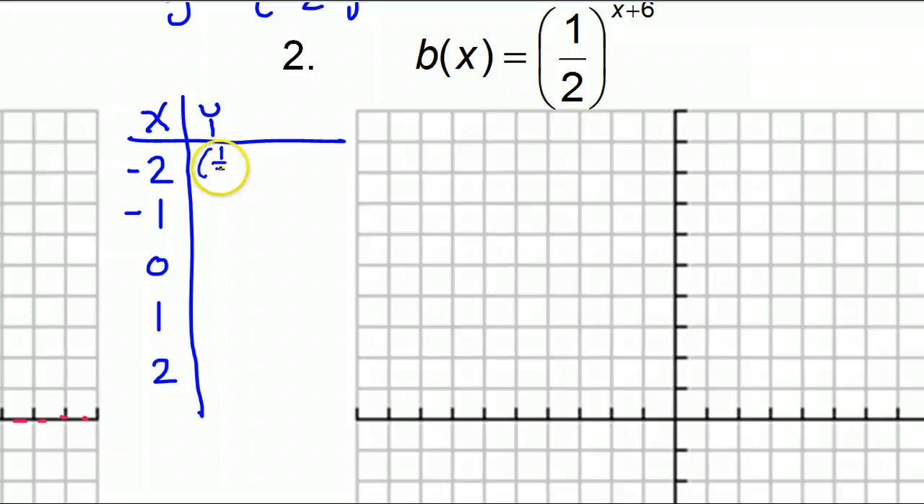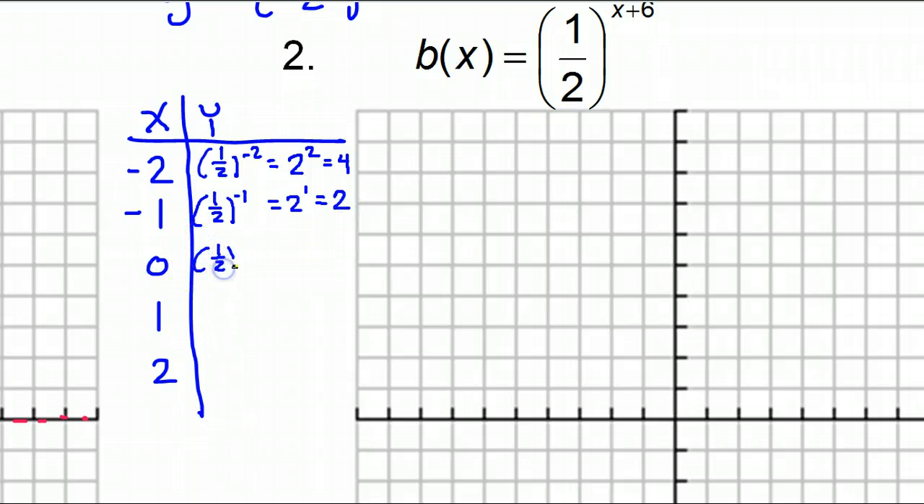So look guys, if I do 1/2 to the -2 power, that's going to be the same thing as 2 squared, which is 4. Remember, if you do a fraction to a negative power, you just do the reciprocal and make it a positive power. So similarly, if I do 1/2 to the -1 power, I just do the reciprocal, and I get 2 to the 1 power, which of course is 2.